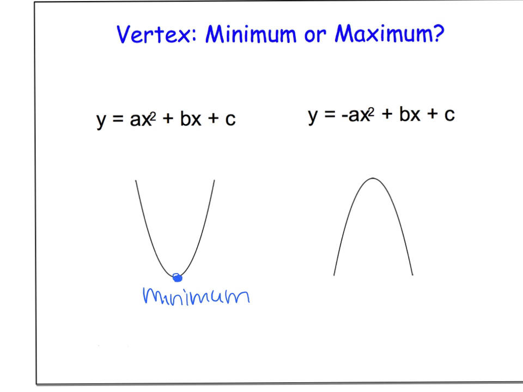Then the opposite can happen. If your parabola is opening down, and that will happen if you have a negative a value, then your vertex will be the highest point. I know that sounds funny, but in this situation we would call our vertex a maximum. It is the maximum y value you will get for that equation.